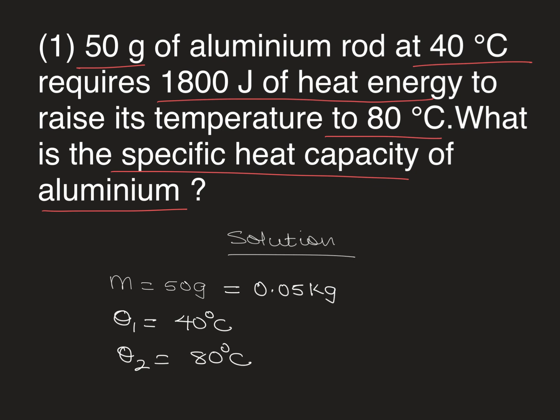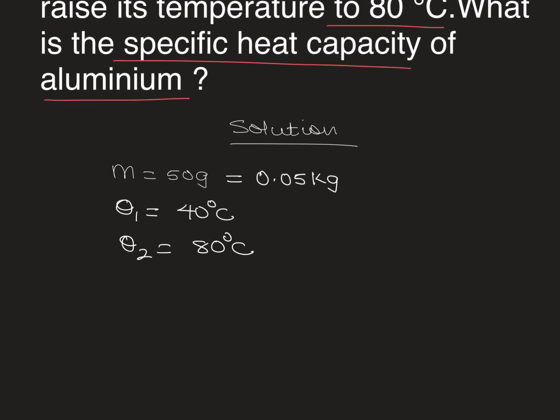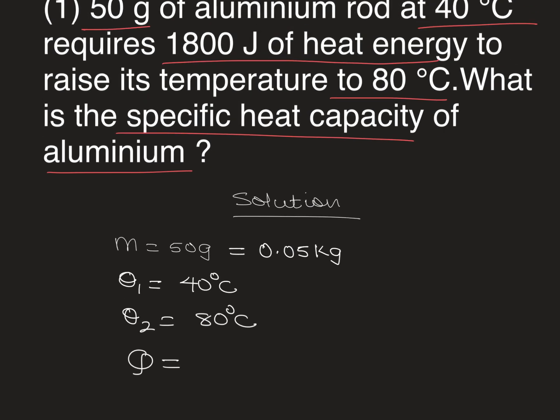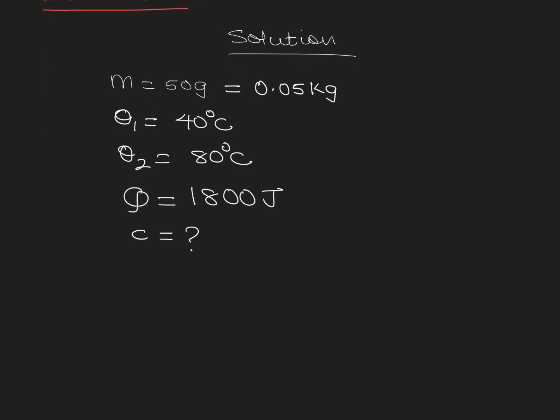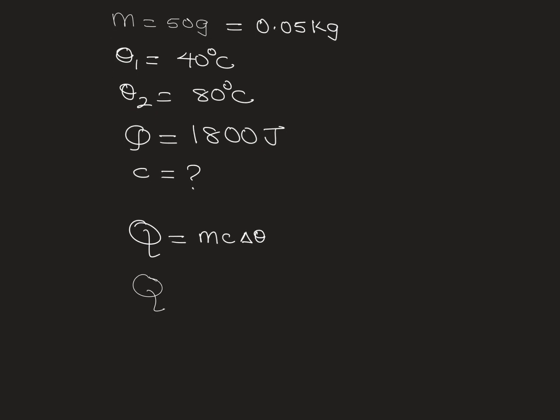In the question, it is stated that 1,800 joules of heat energy was given to the aluminum rod to raise its temperature, which means that is the quantity of heat, that is Q. So we can say Q is equal to 1,800 joules. Now we want to know the specific heat capacity C. The formula that we have to use is that Q is equal to mc delta theta. So we can say Q is equal to mc delta theta, where delta theta is theta 2 minus theta 1.